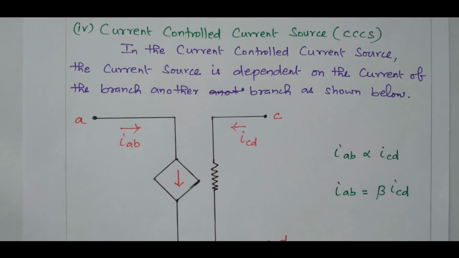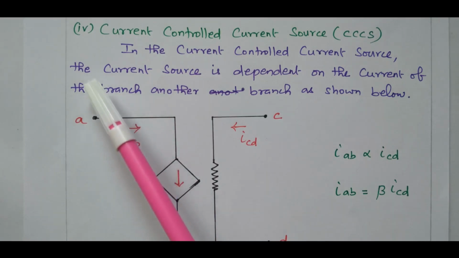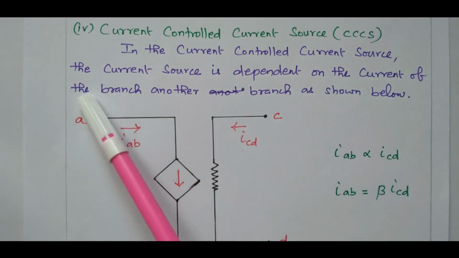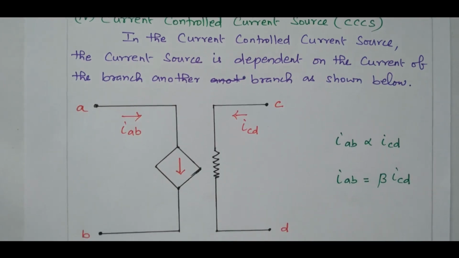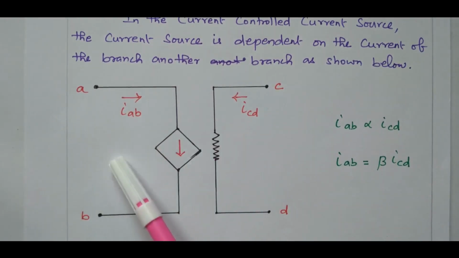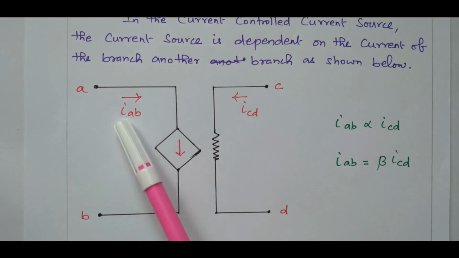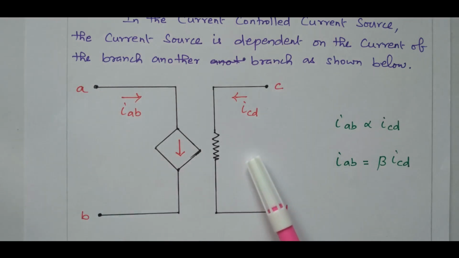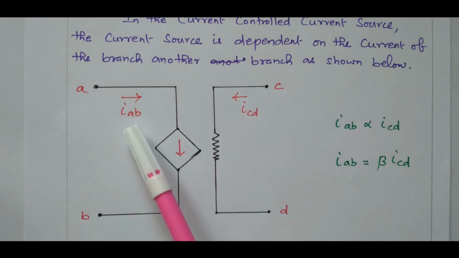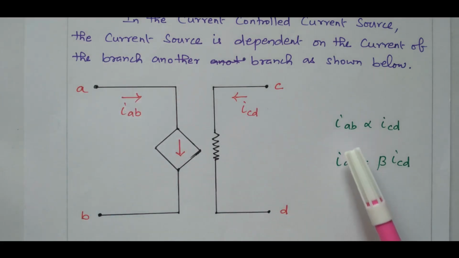I will go to the next type. Current controlled current source. This is also a current source controlled by current. The current controlled current source means the current source depends upon the current of another branch. So here one current source is available. This current source depends upon the current flowing in the resistor. This terminal is AB, current IAB. This terminal is CD, current ICD. So this ICD will change the performance of IAB. So IAB is directly proportional to ICD. So IAB equals beta times ICD. Beta is the constant. So this is a current controlled current source.